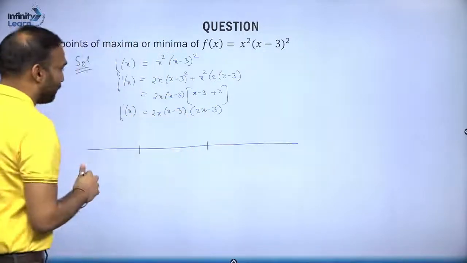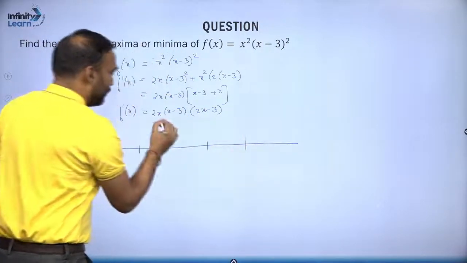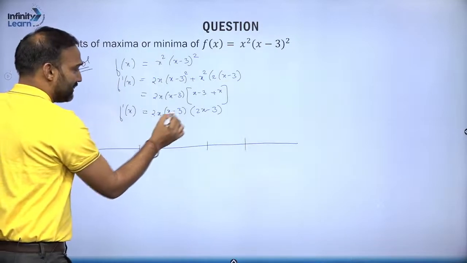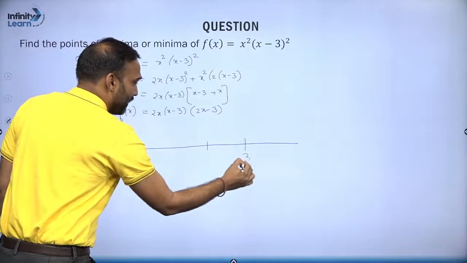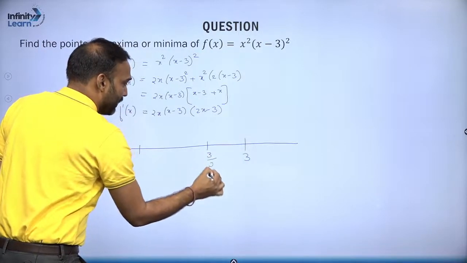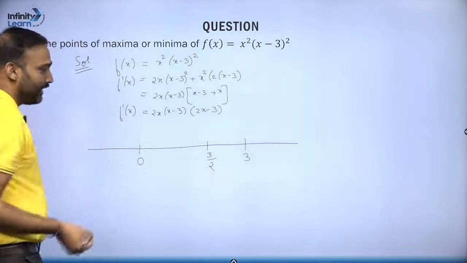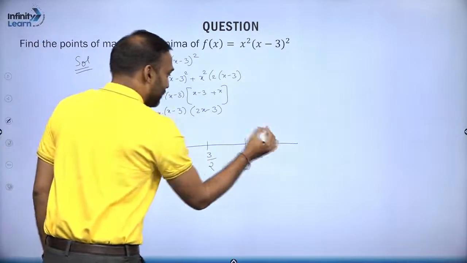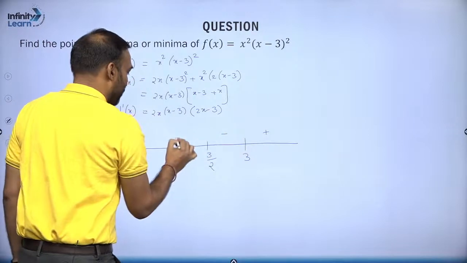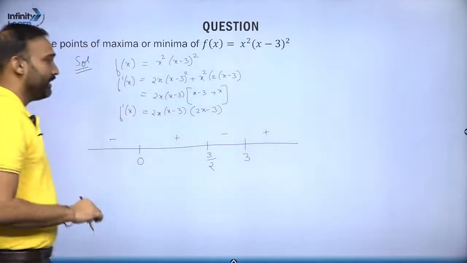So over here I will plot the roots. So I have three roots, right? One for this 0, for this 3, for this 3 by 2. So 3 would be over here, 3 by 2 would be over here, and 0 would be over here, right? Plot the numbers carefully. So this is positive. After every root I have to change the sign, right?